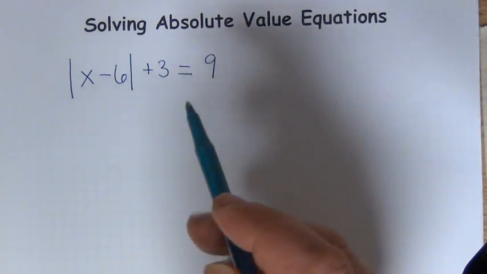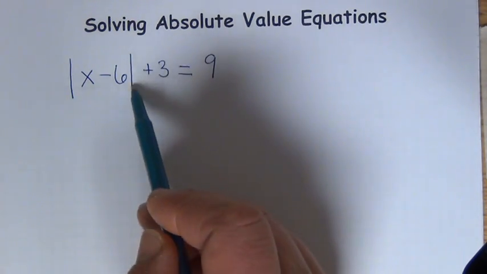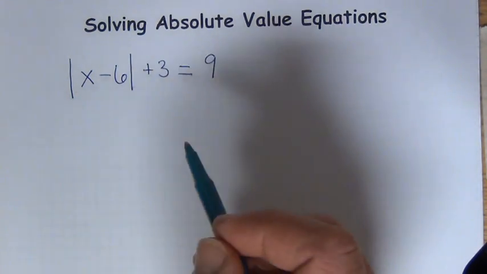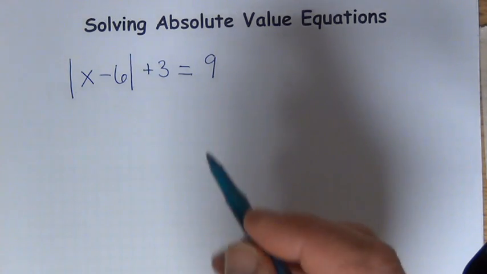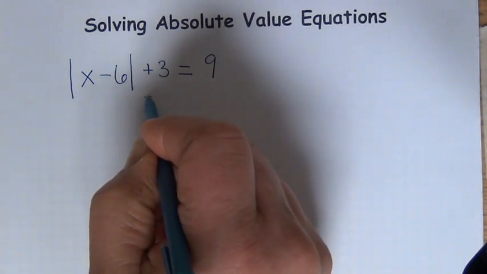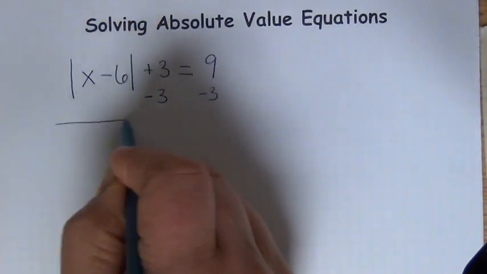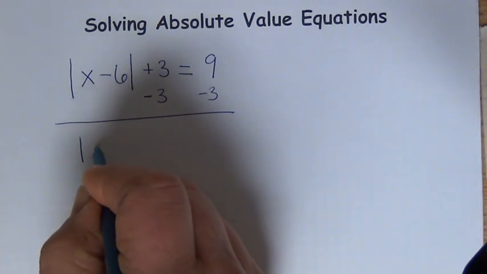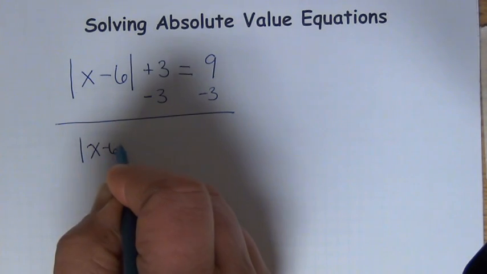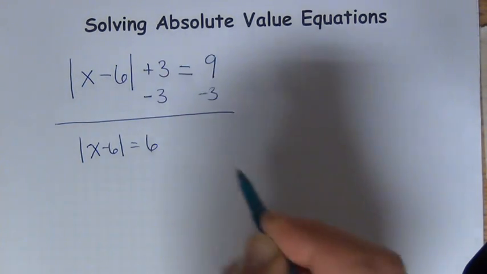The first thing I want to do is deal with all the things that are outside the absolute value sign and get those to one side of my equation. So the very first thing I'm going to do is subtract 3 from both sides of this equation. And I get a result of absolute value of x subtract 6 is equal to 6.